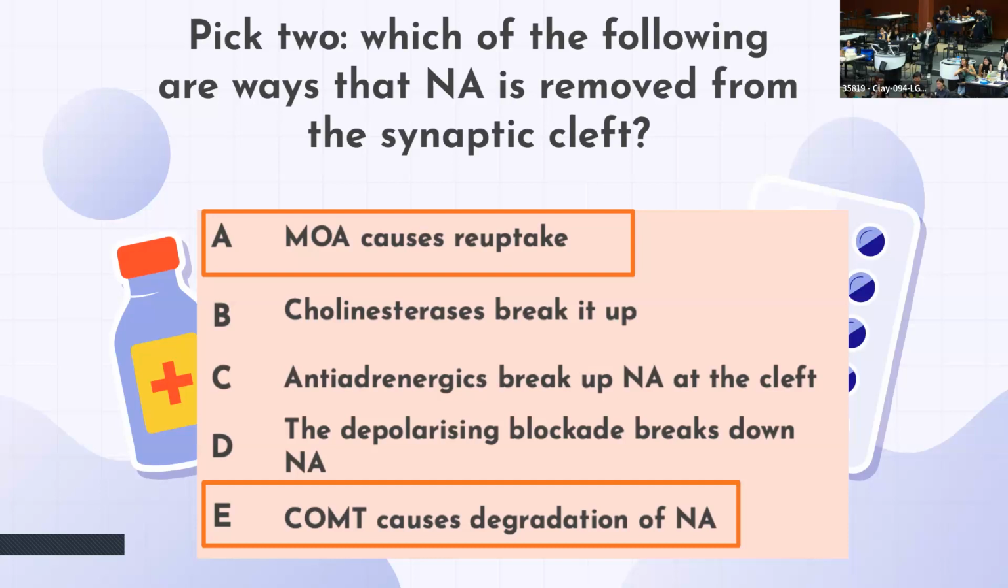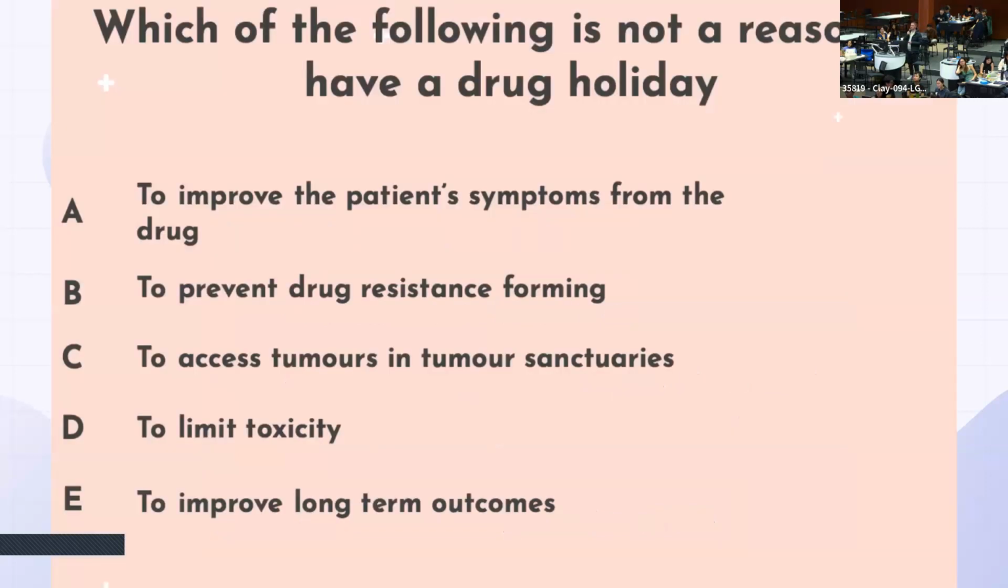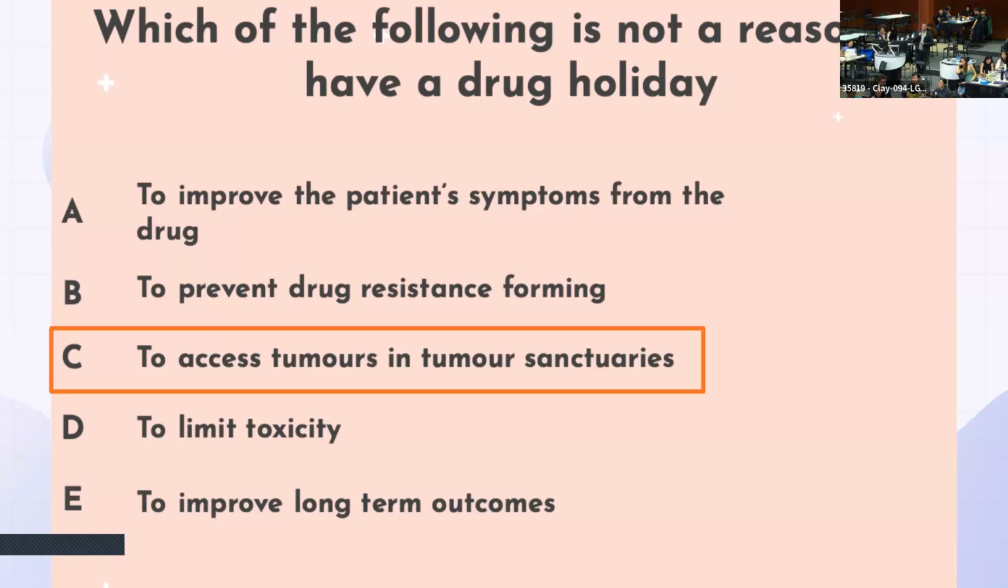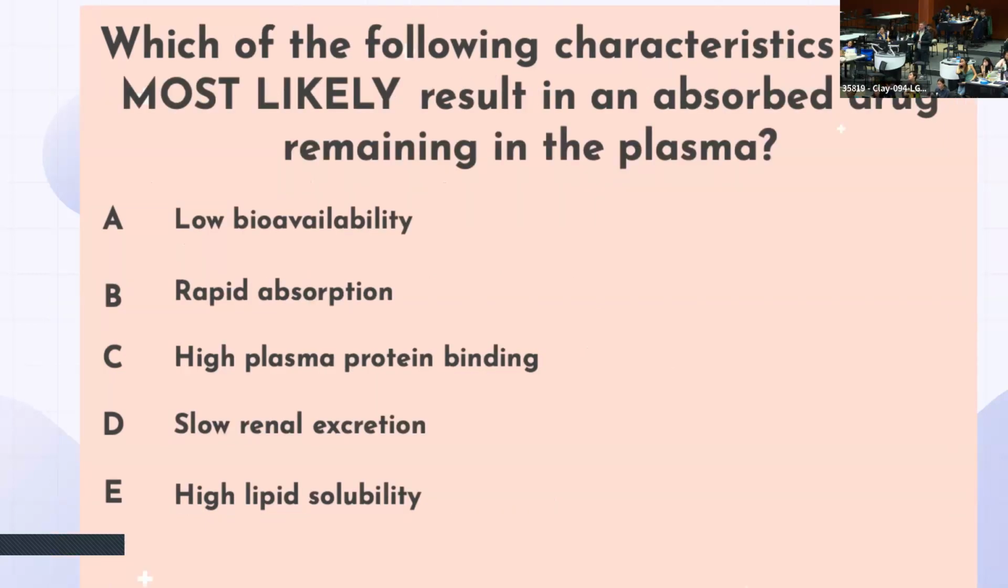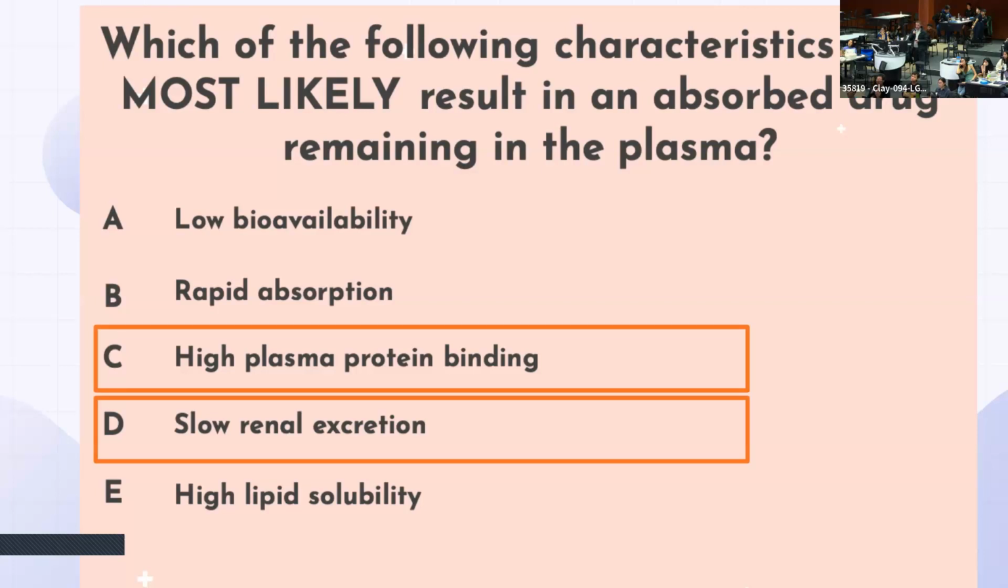Okay, for that one, as I said, MAO and COMT are involved in the degradation of noradrenaline, and cholinesterases for acetylcholine. Which of the following is not a reason to have a drug holiday? It's C, because we know we can't access tumours in a tumour sanctuary. They're across the blood-brain barrier, for example. Which of the following characteristics would most likely result in an absorbed drug remaining in the plasma? C and D. High plasma protein binding, it binds to the albumin, and there's a slow renal excretion. That means it can't be excreted.